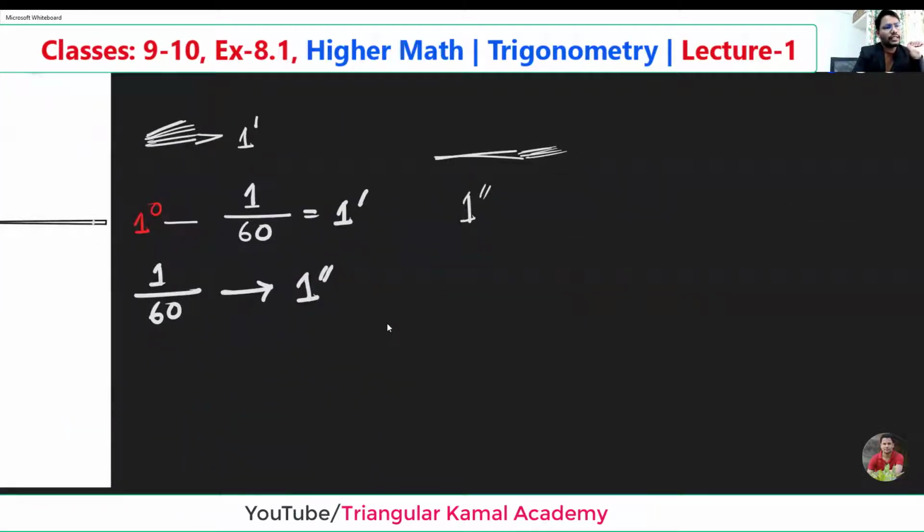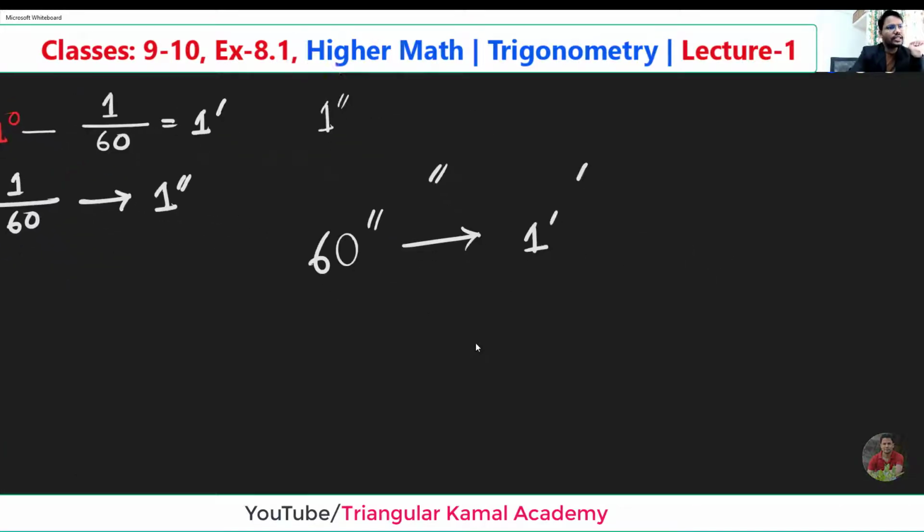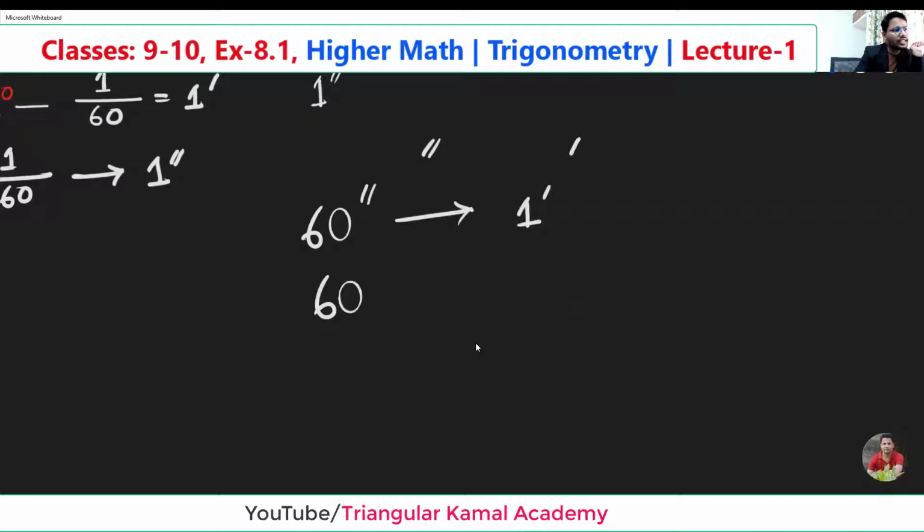So now we can see here this is the symbol of the second and this is the symbol of the minute. If we write here, 60 seconds is equal to 1 minute. Again 60 minutes together make 1 degree angle. And we all know a 90 degree angle means 1 right angle.